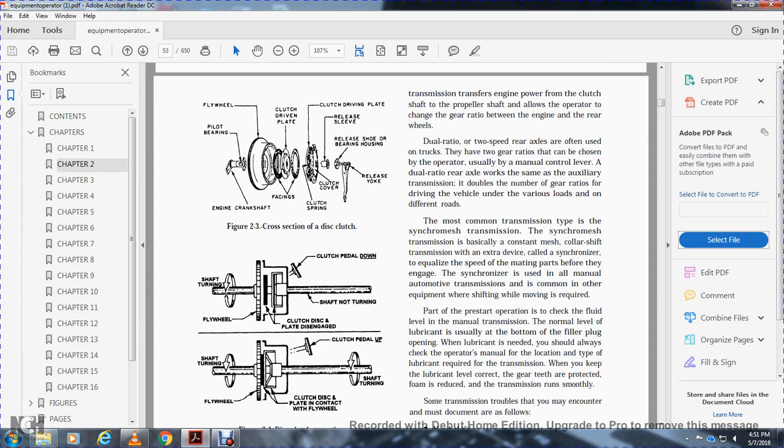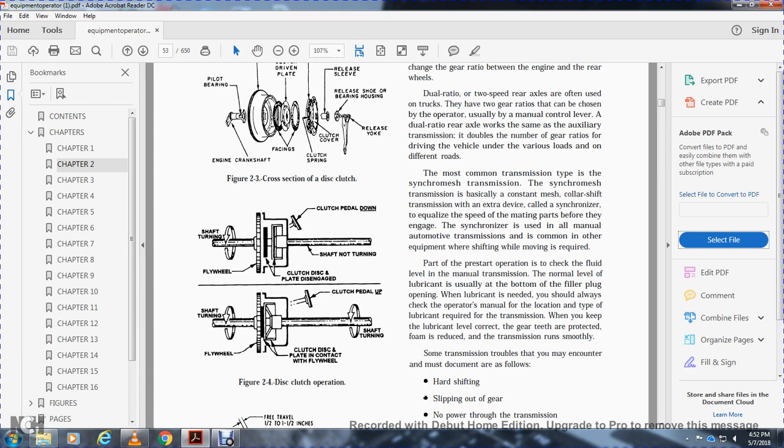The most common transmission type is the synchromesh transmission. The synchromesh transmission is basically a constant mesh collar shift transmission with an extra device called the synchronizer. It equalizes the speed of the remaining parts before engaging. Even in all manual automotive transmissions, the common shifting move requires the parts to be matched.